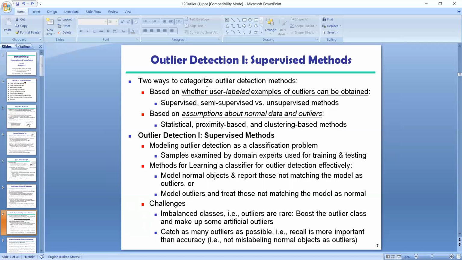So outlier detection can be modeled as a classification problem. The task is to learn a classifier that can recognize outliers. The sample is used for training and testing. In some applications, the expert may label just the normal objects, and any other objects not matching the model can be considered outliers.